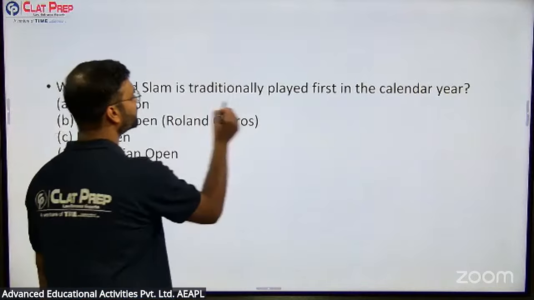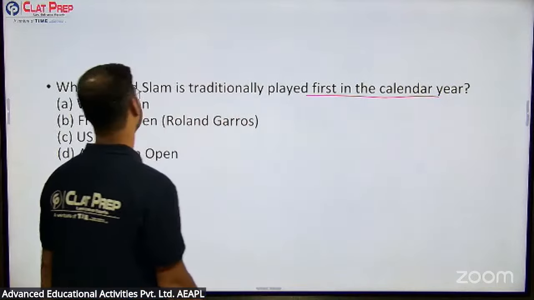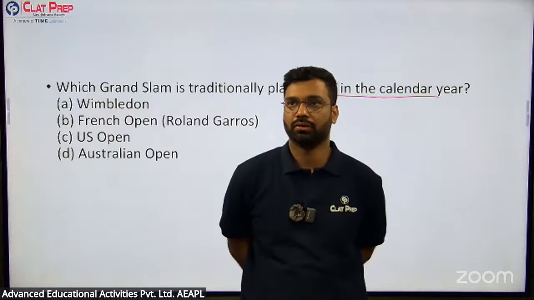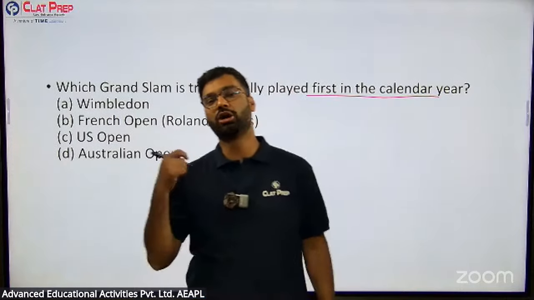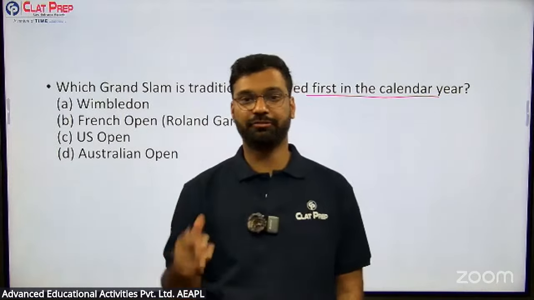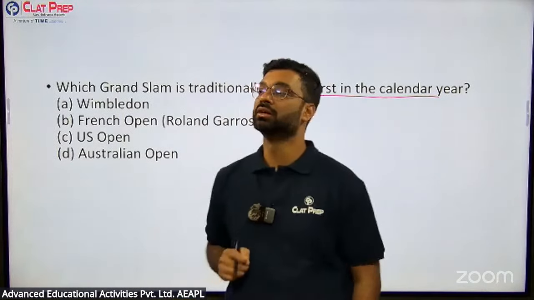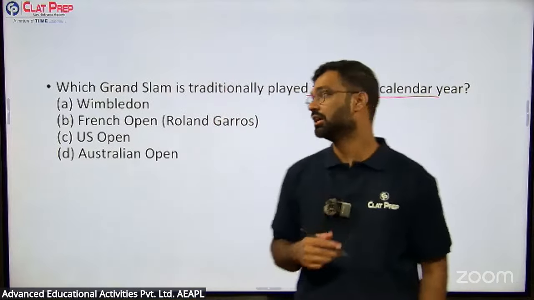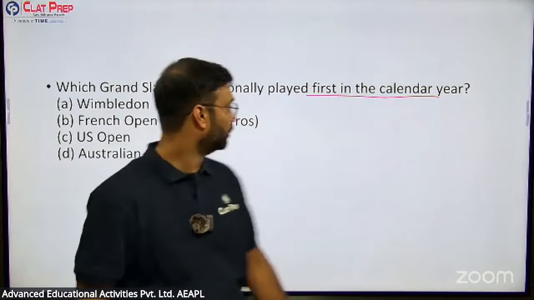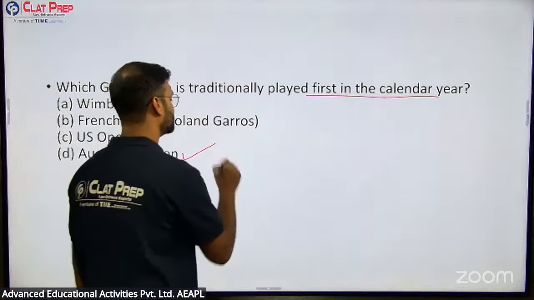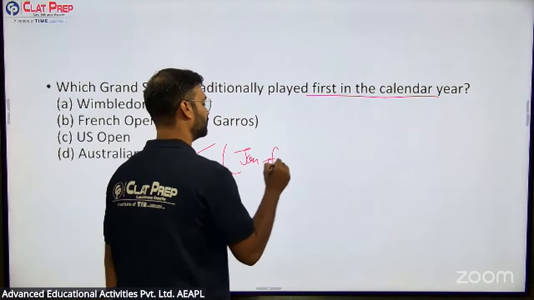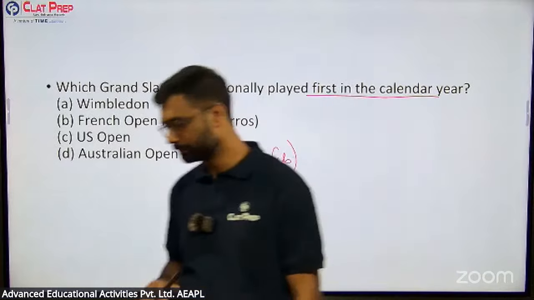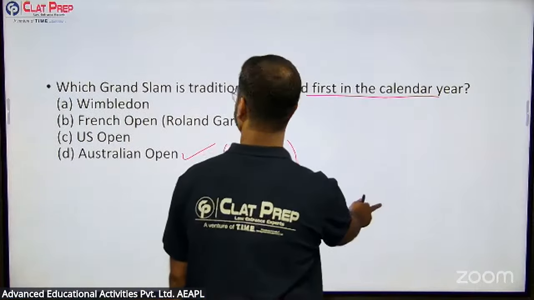Which Grand Slam is traditionally played first in the calendar year? Now, again, a very hyper-factual question. Even though you know that there are 4 Grand Slams, you may not be aware which Grand Slam is played first in the calendar year. But this is information where people who have a keen interest in tennis will gain an advantage. Because anyone who follows tennis will know that it is the Australian Open, which is played usually in January and February, and is traditionally the first Grand Slam played every year. Right? So Australian Open is the correct answer.